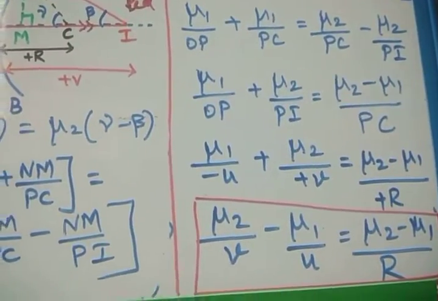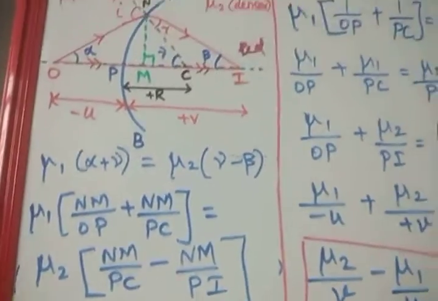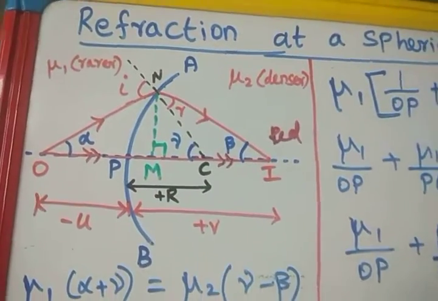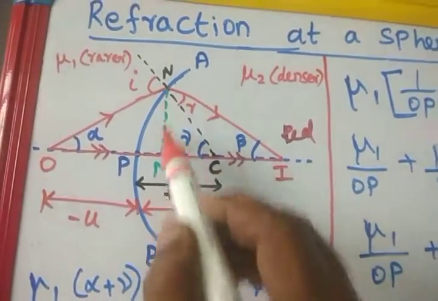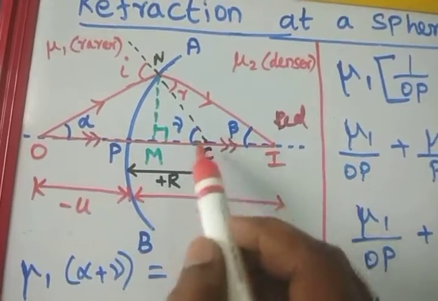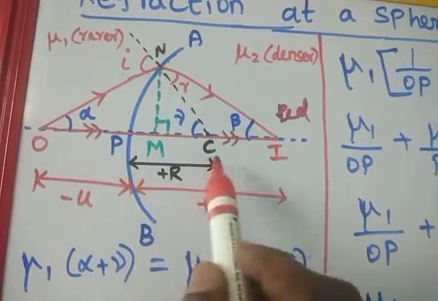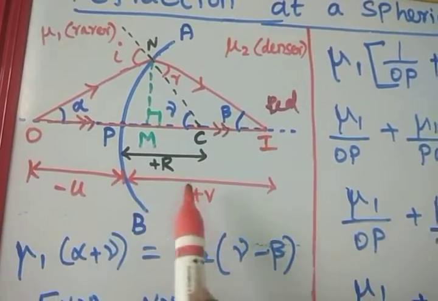Okay, are you clear, students? It is a very simple derivation. Understand the diagram clearly: incident ray, refracted ray, normal line, alpha angle, beta angle and gamma angle. So radius of curvature, object distance, image distance.